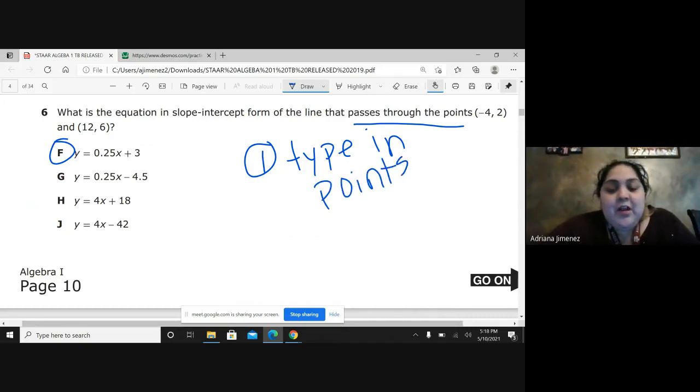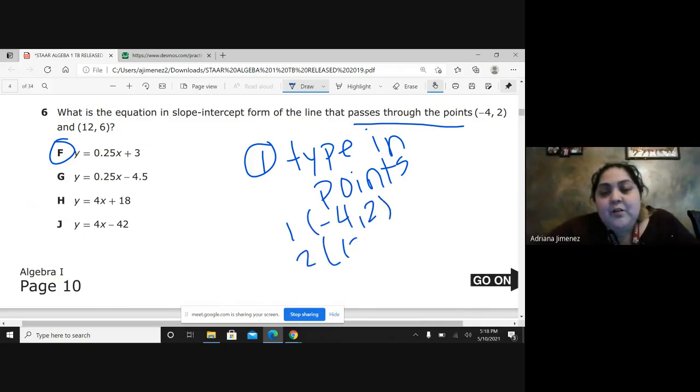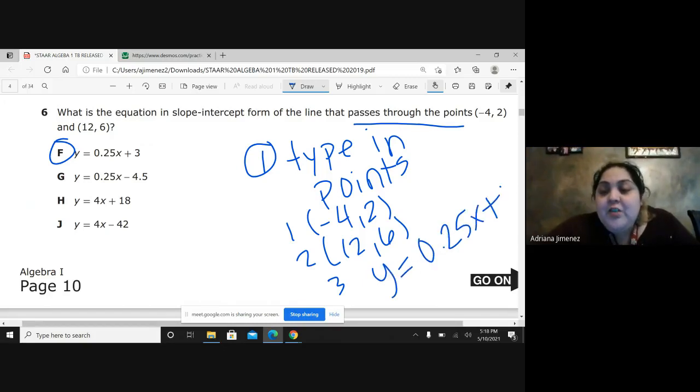Okay, so you have 2 lines. One line, the first box was -4, 2. The second box was 12, 6. And then in the third box, I don't want anything. In the third box, I wrote my equation. And I was looking for which equation is going to go through those 2 points.